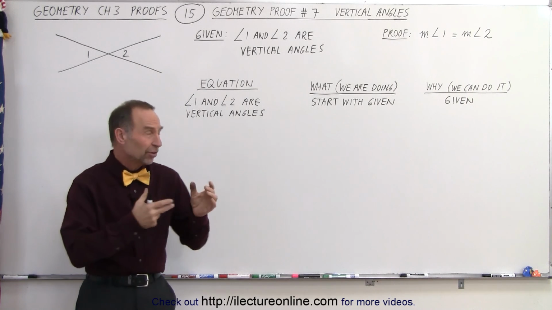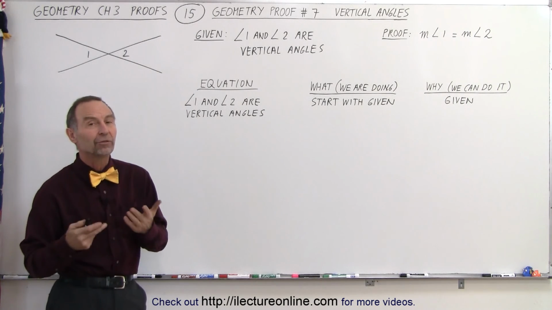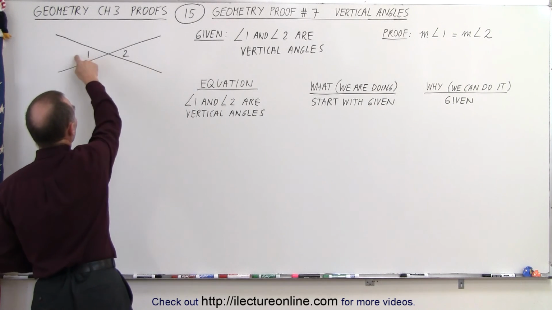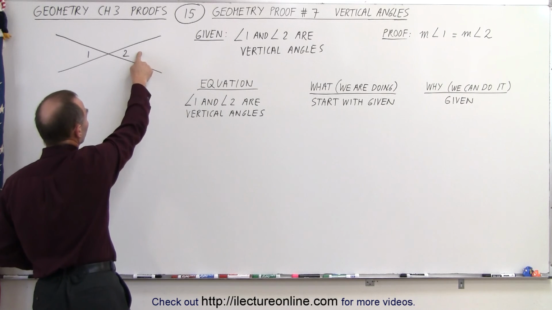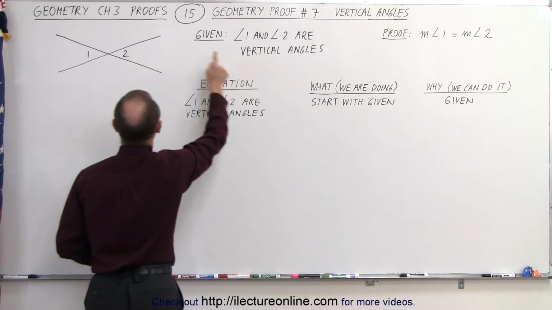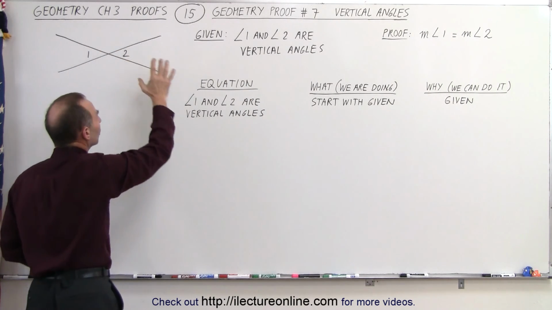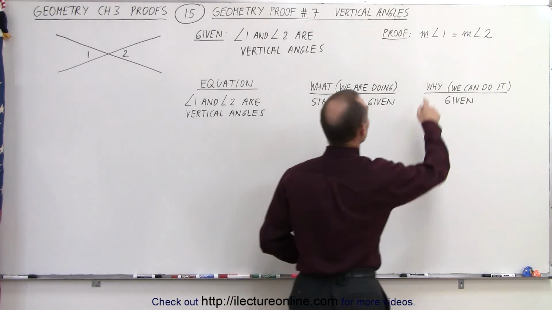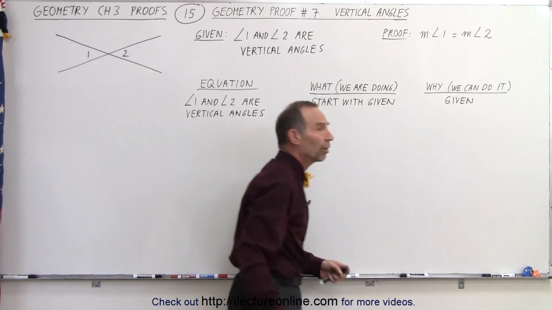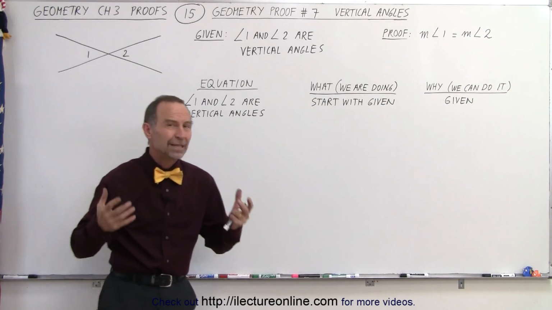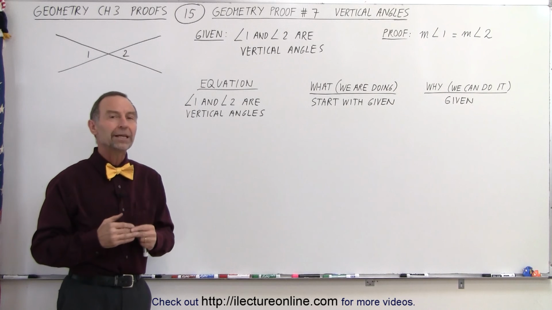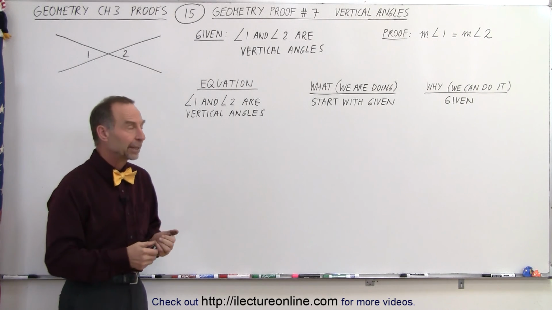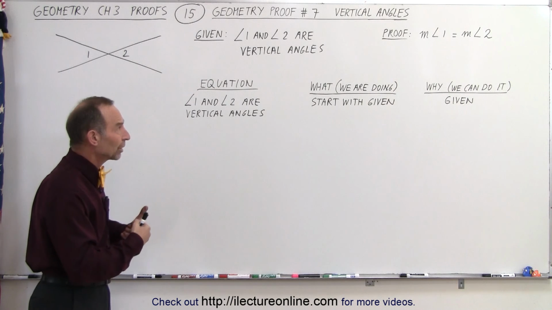Not only is it interesting to prove this, but the result is very useful. Here we're given two lines that cross and two angles that are opposite to one another. Those are called vertical angles. Angle 1 and angle 2 are vertical angles, which is a given, and we're trying to prove that the measure of angle 1 equals the measure of angle 2. In other words, the measures of vertical angles are equal to one another, a very useful fact in geometry, which is used in a lot of applications. So let's go ahead and try to prove that.